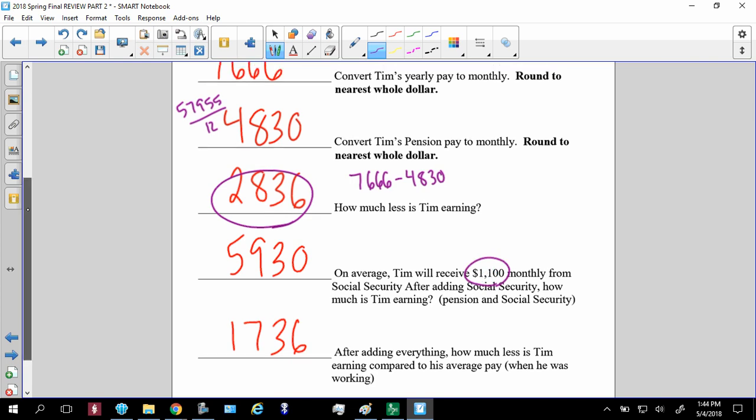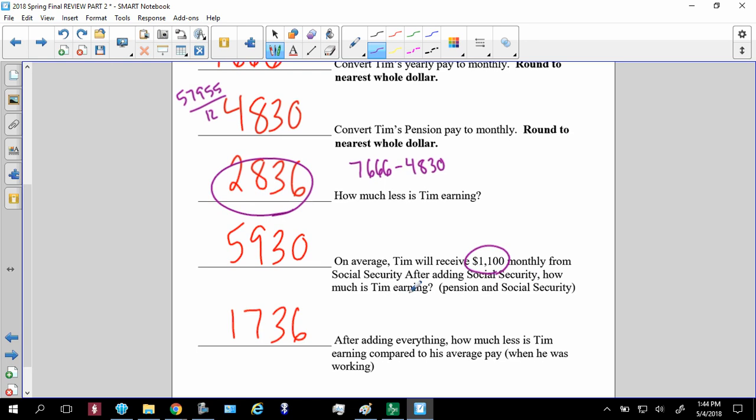So after adding Social Security and his pension, how much is he earning? Well, again, in retirement, he'll be getting $4,830. We're adding $1,100, $5,930. Now, after adding everything, how much less is Tim earning compared to his average pay?